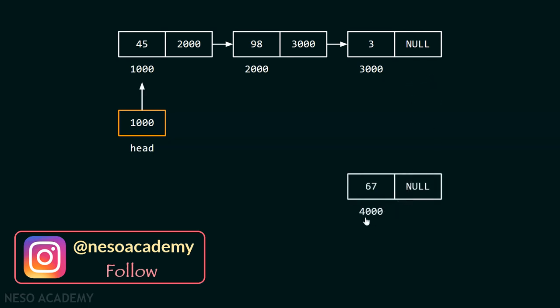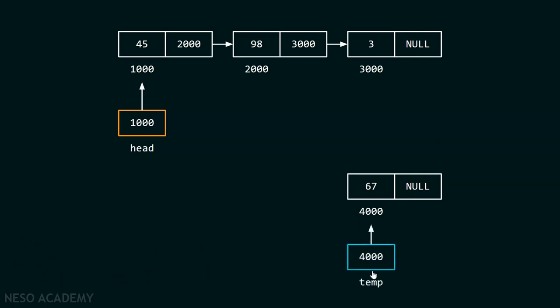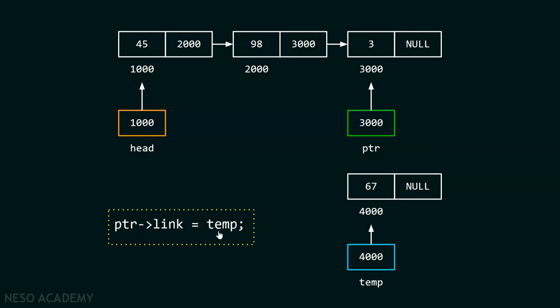I am assuming here that the address of this node is 4000 and there is some pointer temp which will contain this address. So here the temp contains this address 4000. We have the PTR pointer which is pointing to the first node of the list, and we will use this pointer for traversing purpose. We will traverse this list until the end node is reached, and after reaching the end node, we will update the link part of this node by this address 4000, and the way which we will do this is by using this code: PTR link equal to temp.